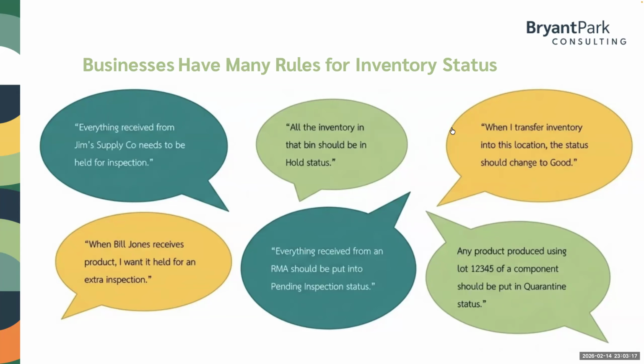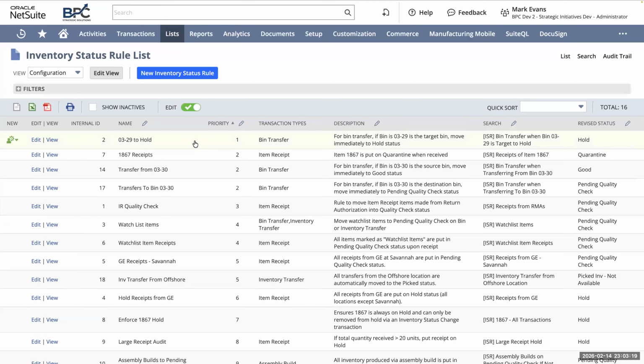So if we move over to NetSuite here for a moment, here I have a list of inventory status rules in the system, and we will specifically look at the receipt of this item, 1867. We'll drill into that in a moment. But again, because this is built on saved searches, you can even build rules around custom fields.